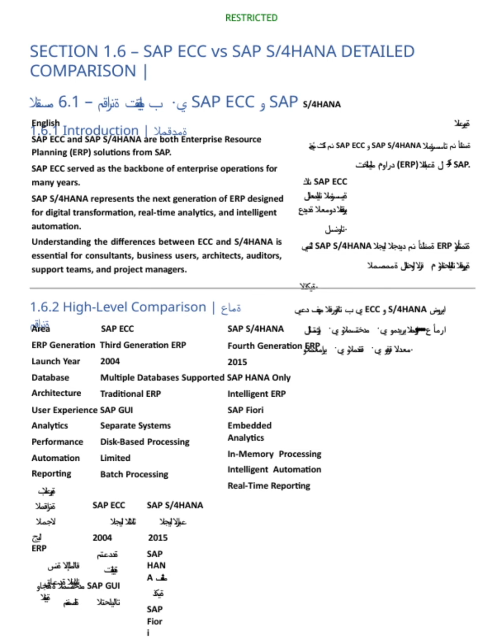Today, we're looking at a high-level comparison between SAP ECC and SAP S/4HANA, two major ERP solutions from SAP. ECC has been the reliable backbone for many enterprises over the years. But S/4HANA is the next generation, built for digital transformation with real-time analytics and intelligent automation. Knowing the key differences between these systems is crucial for everyone involved, from consultants and architects to support teams and project managers. This sets the stage for a deeper dive into their capabilities.